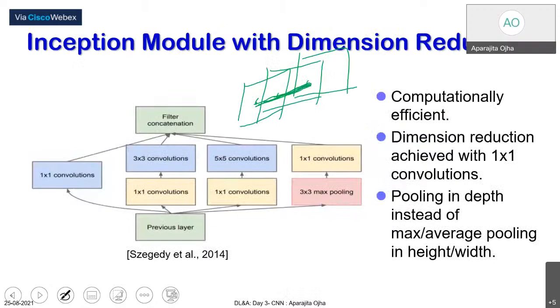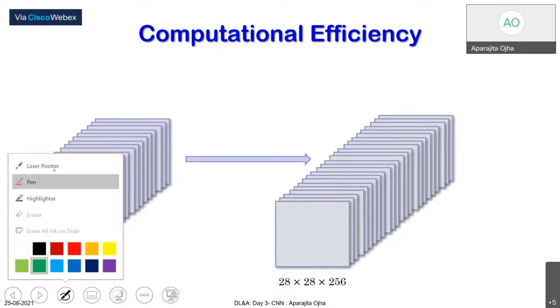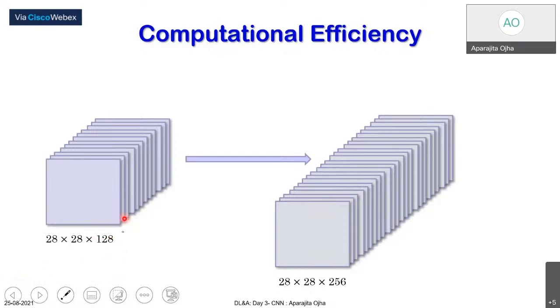Now you must be thinking how computational efficiency is obtained. Let us consider this 28 cross 28 cross 128 input volume coming from a previous convolution layer. And suppose I have 256 layers and I want to apply padding so that the image dimension does not change while doing the convolution operation, right? So the idea is from this input, I want to get this output.